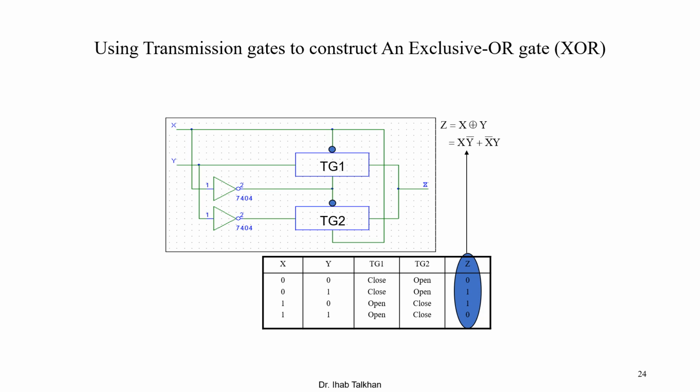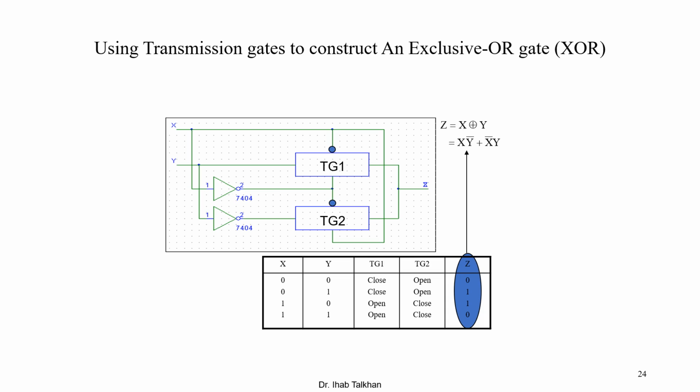The second one, whenever X equals 1, you find that TG1 is an open circuit and TG2 is a closed circuit, so this means that Z equals Y bar, and this satisfies the equation of the XOR, and this is how we built the XOR gate.